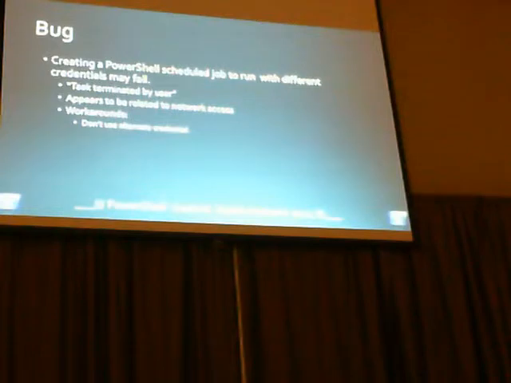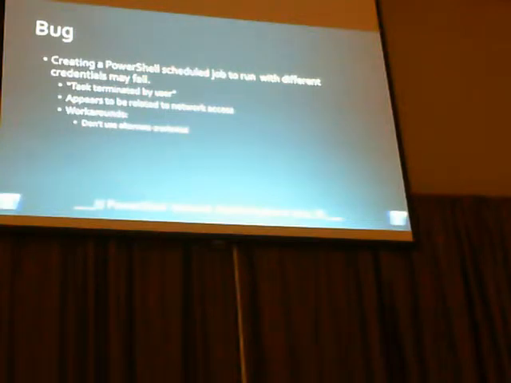Now there is one bug that I've come across, and this is actually filed on Connect. If you create a PowerShell scheduled job to run with different credentials than what you started it with, and this also for some reason seems to be related to if you create it as a weekly task, it won't run. You'll try to run it in the task scheduler, you'll see a message about the task terminated by the user. It's a weird bug that is not always consistent in its behavior.